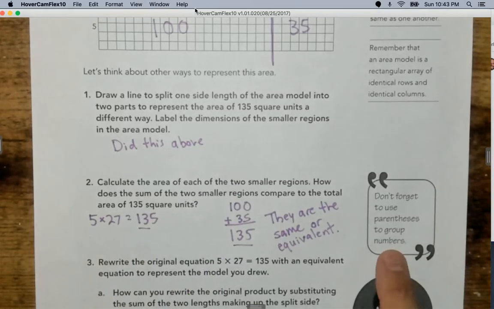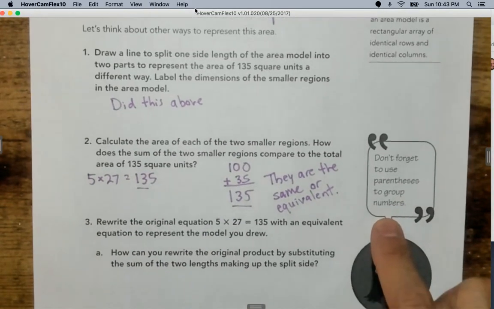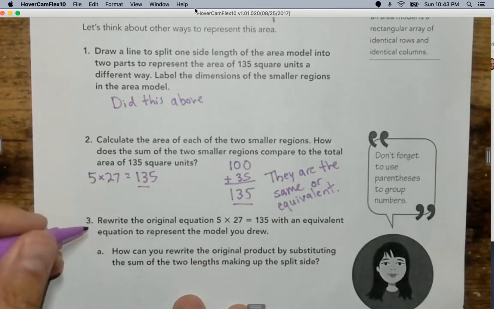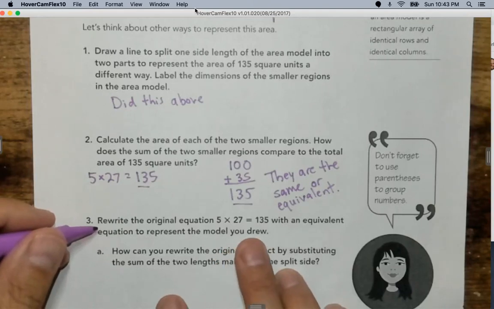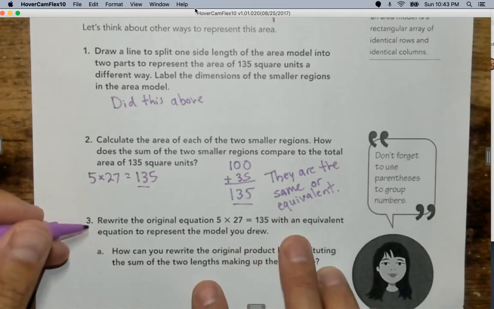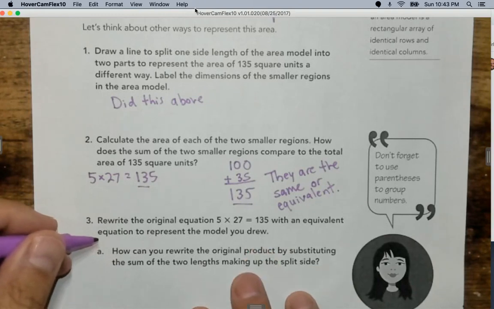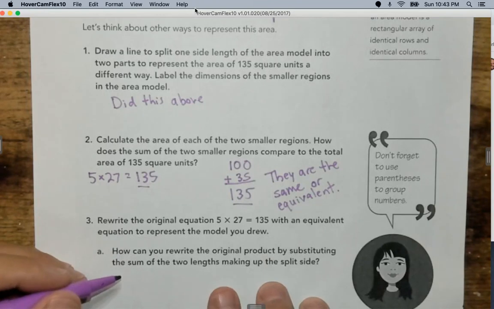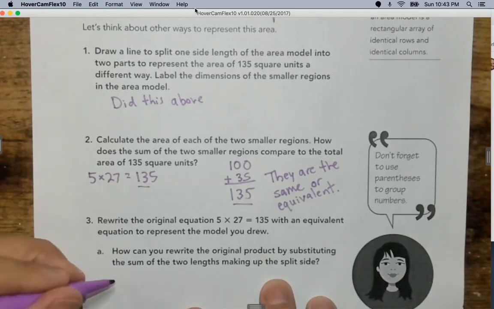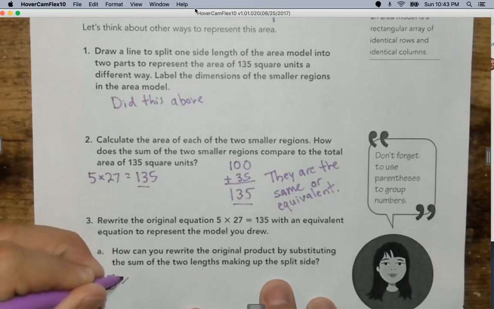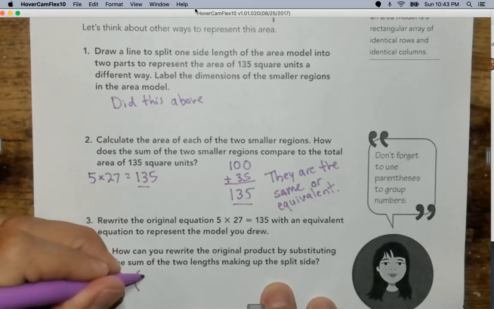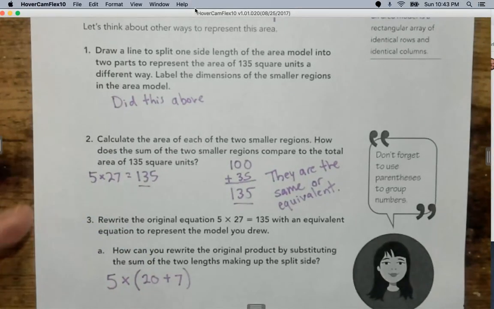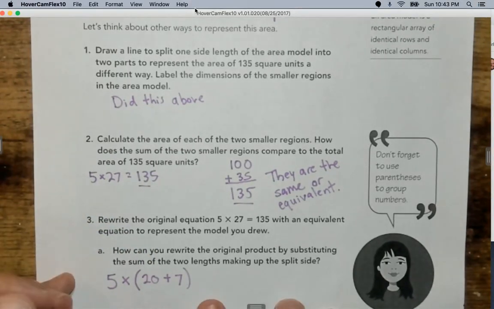Don't forget to use parentheses to group numbers. Okay, so I could think of this a different way. Rewrite the original equation 5 times 27 equals 135 with an equivalent equation to represent the model you drew. How can you rewrite the original product by substituting the sum of the two lengths making up the split side? Well, if I was to take 5 times 20 plus 7, that would be an equivalent way to show that.